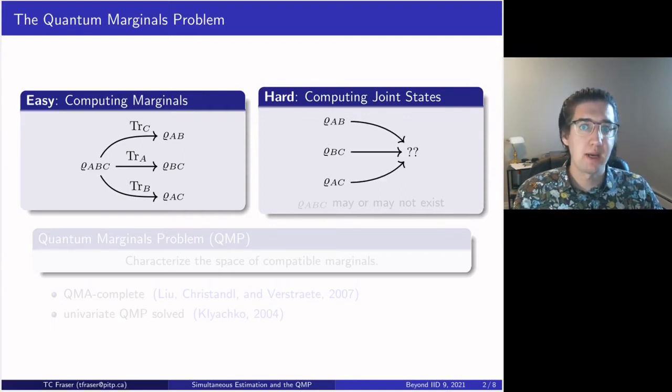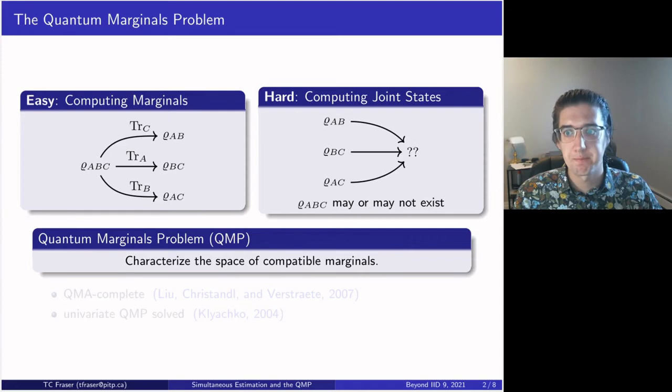Such a joint state may or may not exist. If it does exist, then we say that the collection of marginals is compatible, but otherwise they're incompatible. The objective of the quantum marginals problem is to characterize the space of compatible marginals. As you can imagine, the quantum marginals problem appears in many situations involving multipartite quantum systems, including entanglement theory, quantum causal modeling, quantum matter, and so on.